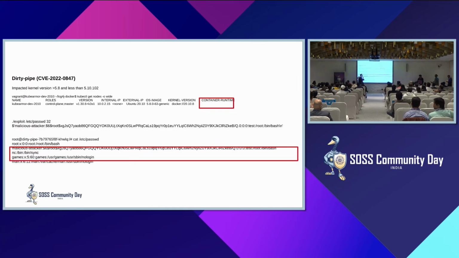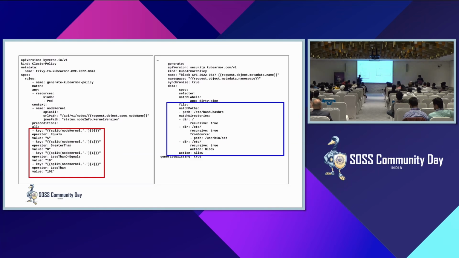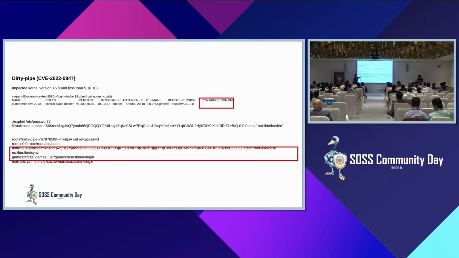Yeah. So next is Dirty Pipe. Dirty Pipe was a vulnerability in the kernel. So what we did was, the kernel version was 5.8.63. Sorry for the misplaced box. But this was a vulnerability in the kernel itself. So any pod deployed on this kernel version would be vulnerable. And we can see that it was exploitable.